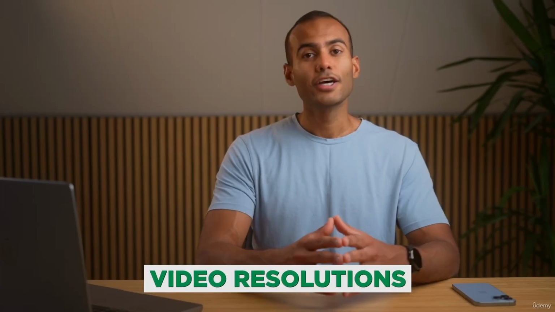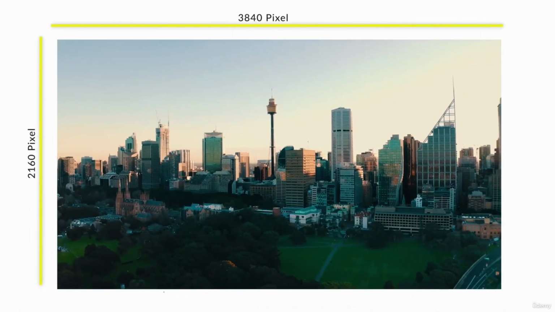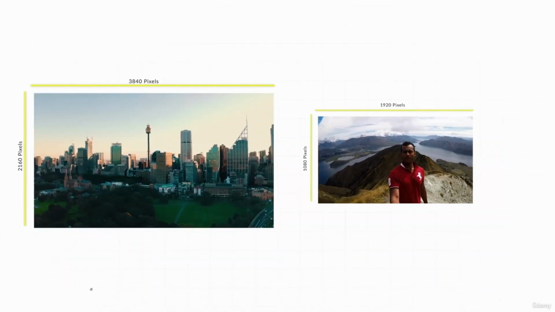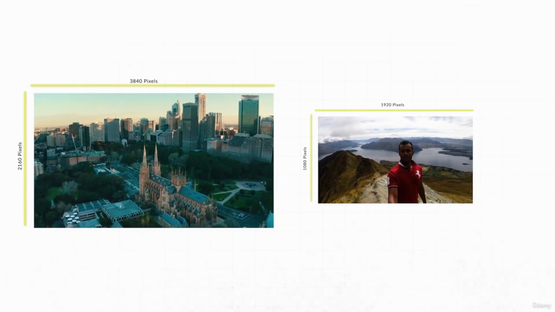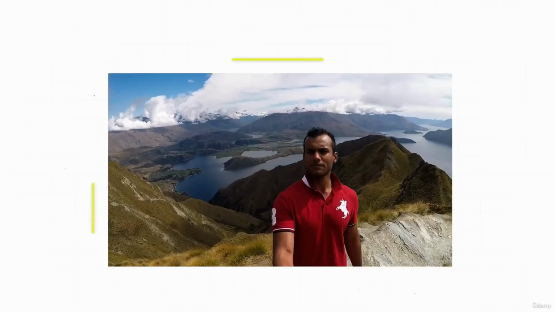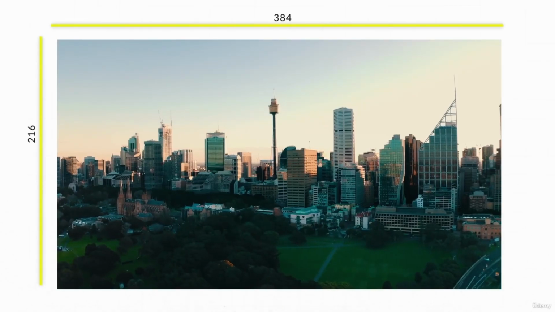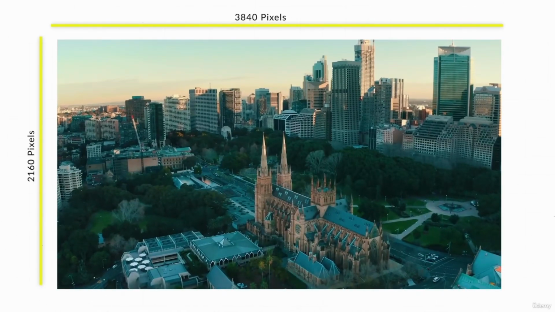Video resolutions. So you might have heard a camera can film in 4K high definition. Some cameras can film in 8K, but until now, iPhones are limited to 4K. So what is 4K? 4K is a video size, and high definition is also a video size which is half the size of 4K. So high definition size is 1920 by 1080, and 4K size is 3840 by 2160.